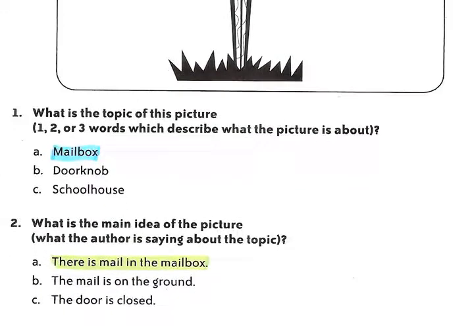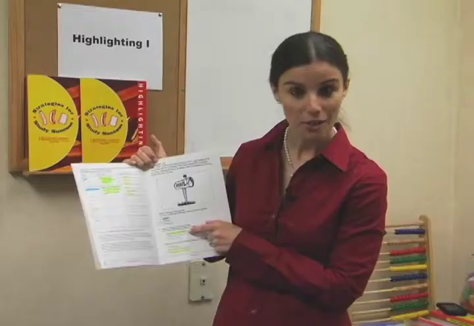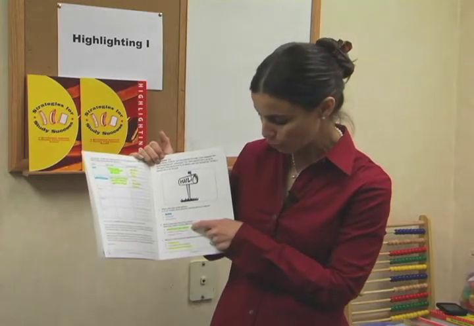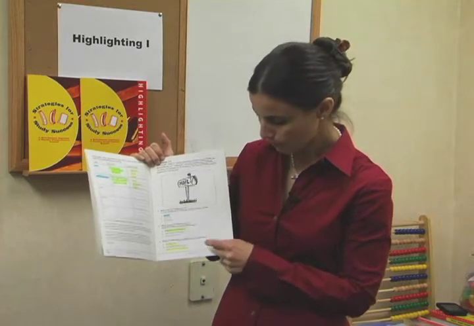What is the main idea of the picture? Is it A, there is mail in the mailbox, B, the mail is on the ground, or C, the door is closed? In this case, we know that the main idea is there is mail in the mailbox. Therefore, the student would highlight choice A in green.